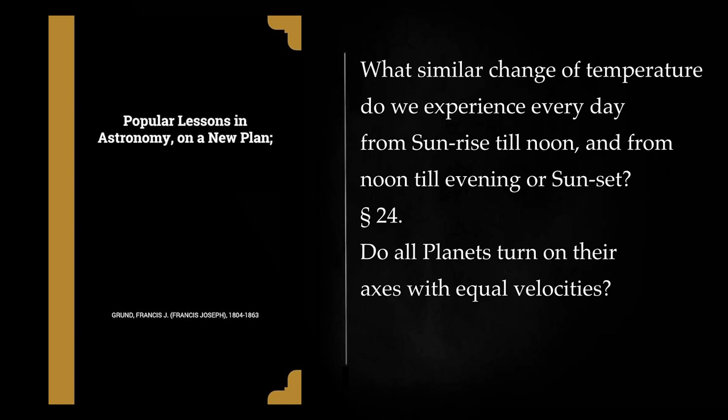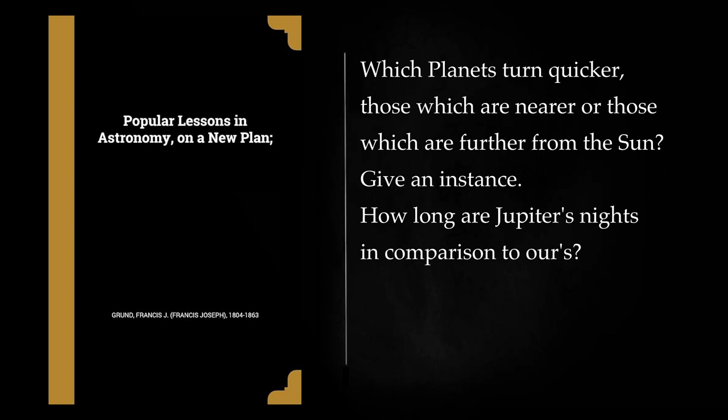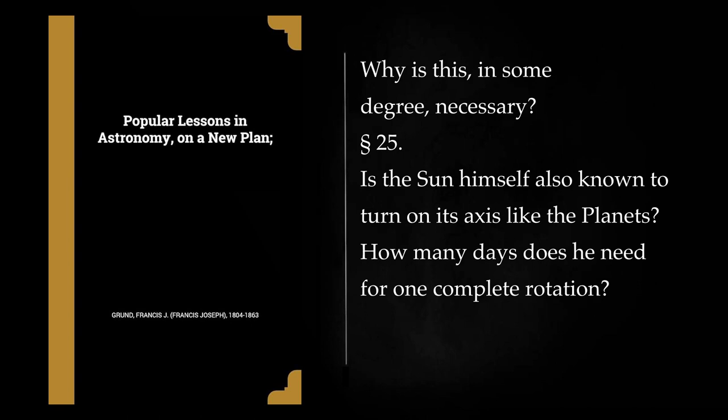Section 24. Do all planets turn on their axes with equal velocities? Which planets turn quicker, those which are nearer or those which are further from the sun? Give an instance. How long are Jupiter's nights in comparison to ours? Why is this, in some degree, necessary?